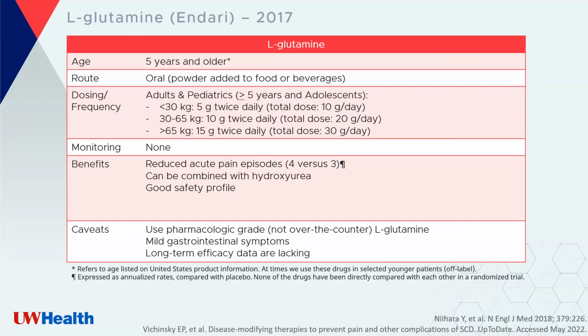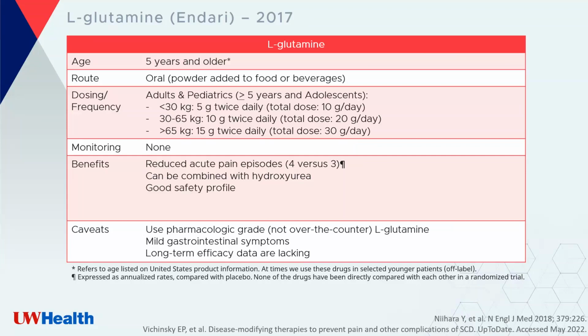So patients who are less than 30 kgs will get a 5 gram twice daily regimen. And between 30 to 65 kg, they will get 10 grams twice daily. And then if you're greater than 65 kgs, you would get 15 grams twice daily, noting the total dose per day as well. A pro here with L-glutamine in contrast to hydroxyurea, there is no common lab monitoring, and this can be taken in addition to hydroxyurea. So hydroxyurea being the mainstay of therapy, and this can also be added on in addition.